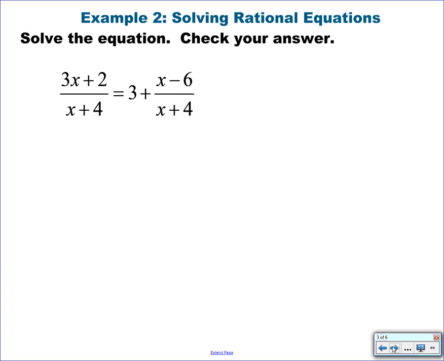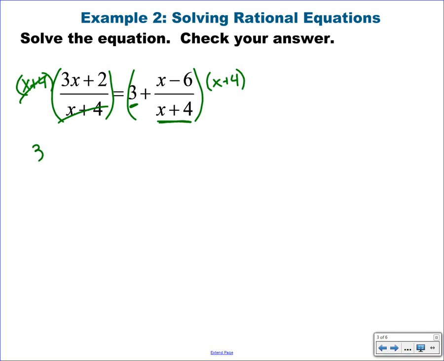Next example. Solve the equation, check your answer. So the common denominator is x plus 4. So if I multiply both sides and every single term by x plus 4, so I'm multiplying each one of these terms. I have 2 terms in there. Notice on the left, the x plus 4's cancel. So I'm just left with 3x plus 2.